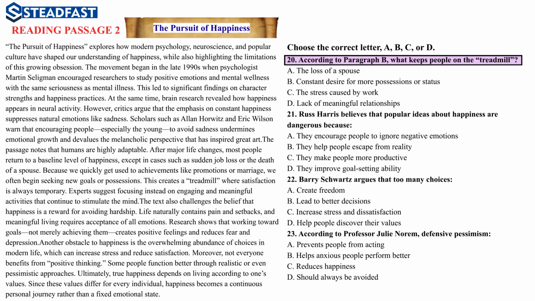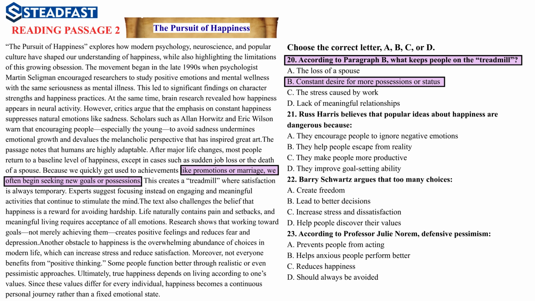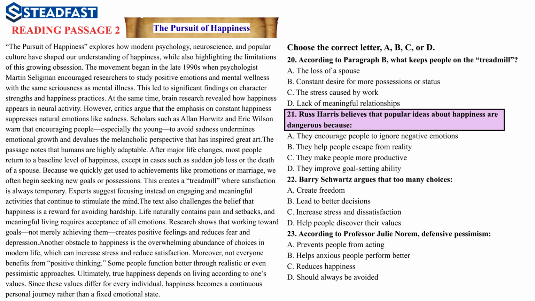Question 20. What keeps people on the treadmill? Look again at paragraph 2. It explains that because people adapt to things like promotions and marriage, they then start looking for possessions. This constant cycle is described as a treadmill, where satisfaction is always temporary. So the cause is the constant desire for more possessions or status. So the correct option here is B. And the next question, 21.